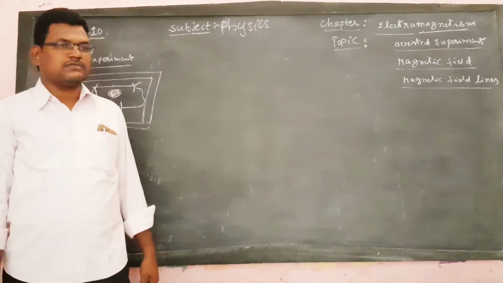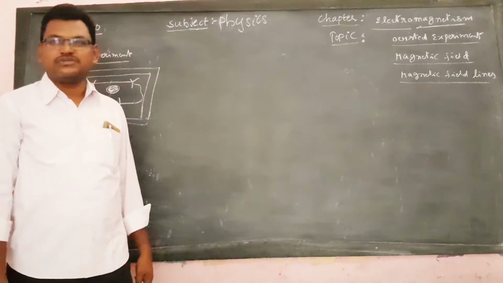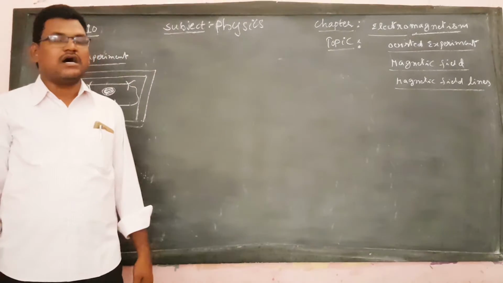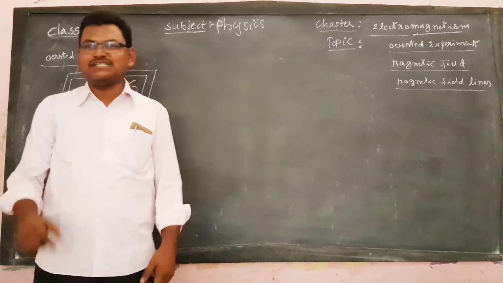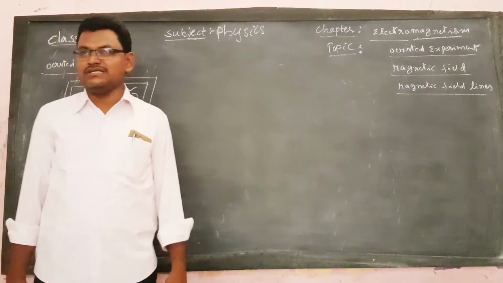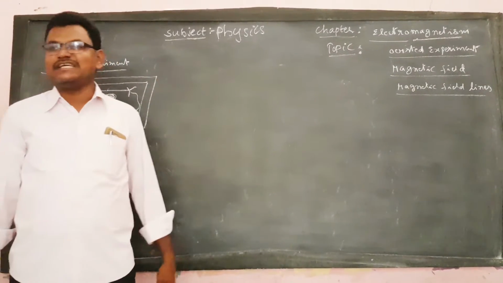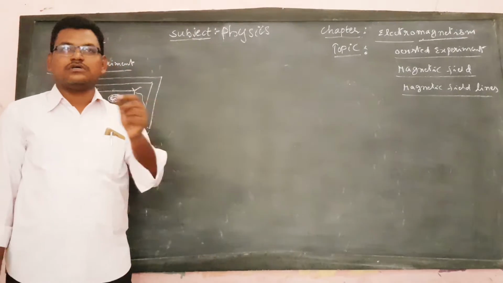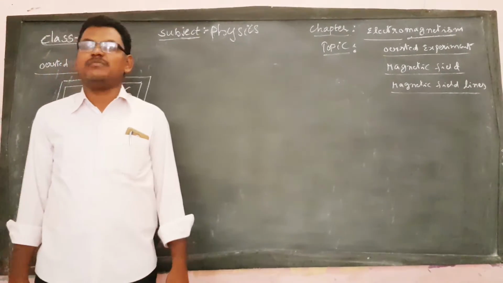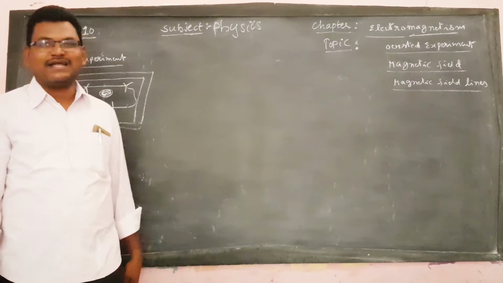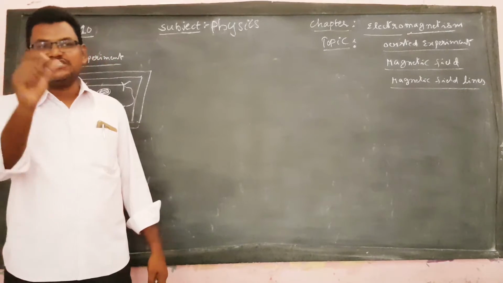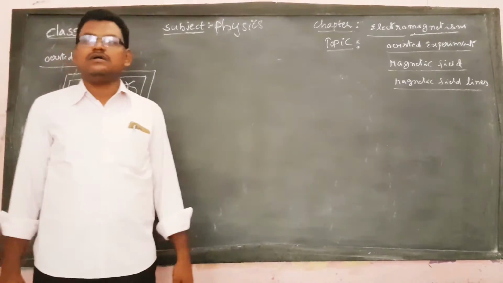So previously, before 1820, electricity and magnetism were two separate branches of science. But after 1820, because of the scientist Oersted, he discovered the relation between electricity and magnetism. So the chapter electromagnetism explains very clearly the relation between electricity and magnetism.